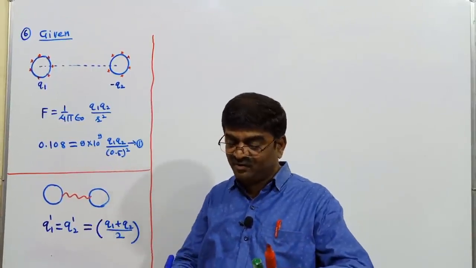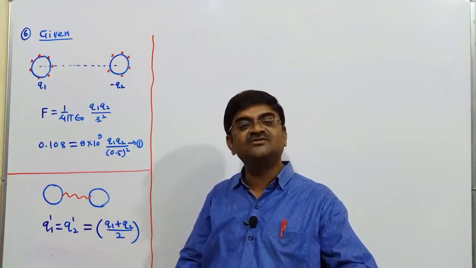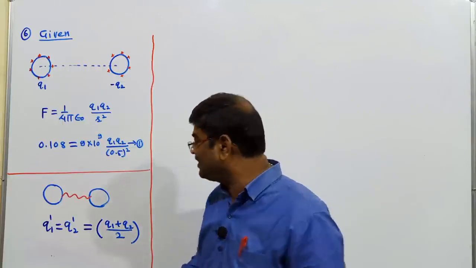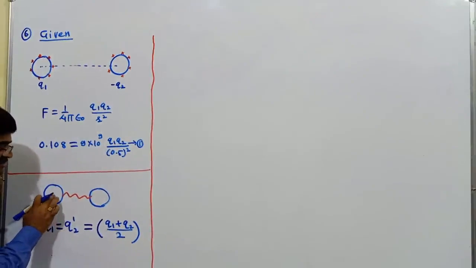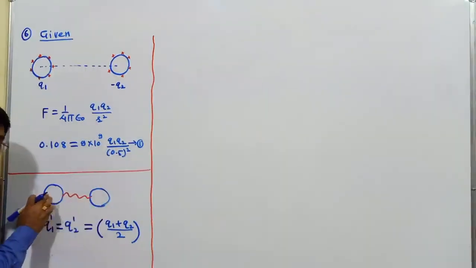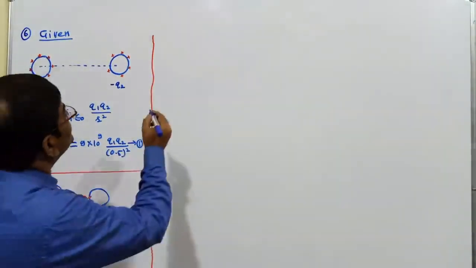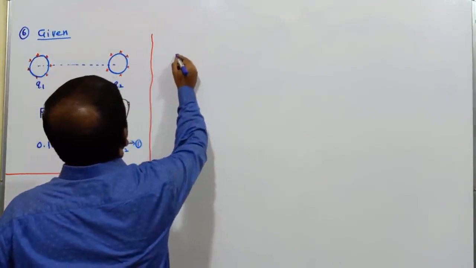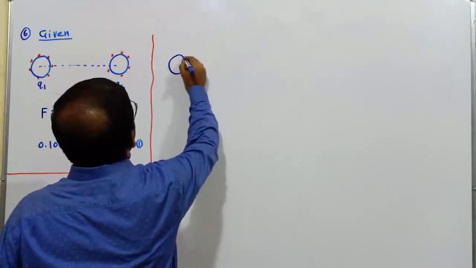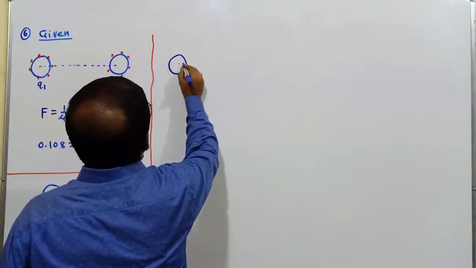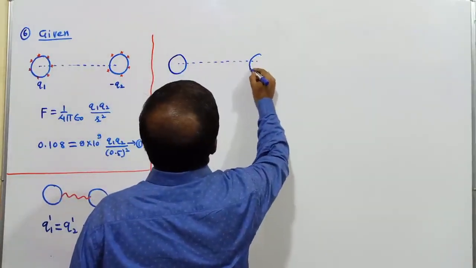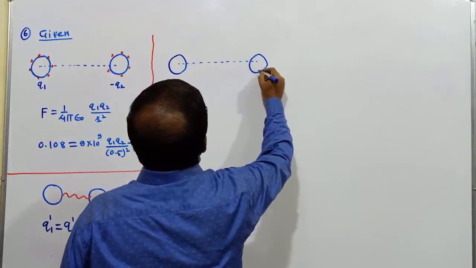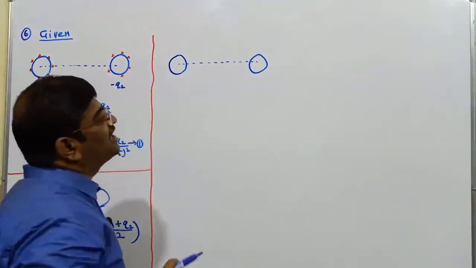How much is that force? 0.036 Newton. So what is to be done now? This contact is to be broken once the shuffling of charge has stopped. And these two conductors, once again, are taken to the separation that you had before. How was the separation that we had before? Equal to R, which is given as 0.5.